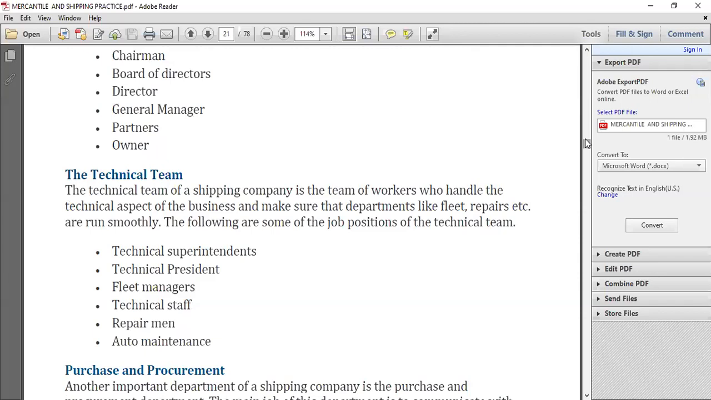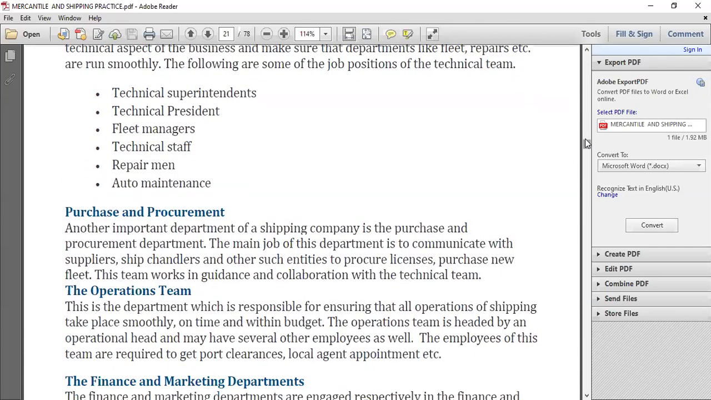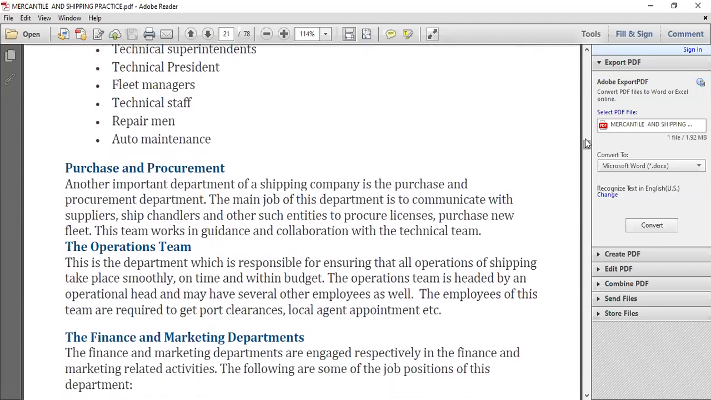And some of the job positions in the technical team, we have the technical superintendent, technical president, fleet managers, just the same way we highlighted them there. Then we have purchase and procurement. This is another vital department of a shipping company.